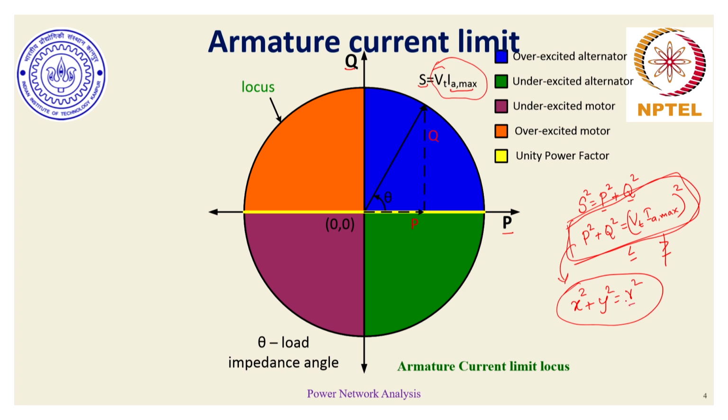So if we apply the same notion, we have the armature current limit as all points inside this circle whose center is the origin and the radius is Vt into Ia max. We also understood what the blue, green, purple and orange regions are. All points on the right hand side of the Q axis pertain to generating mode, whereas all points on the left hand side of the Q axis refer to motoring mode.